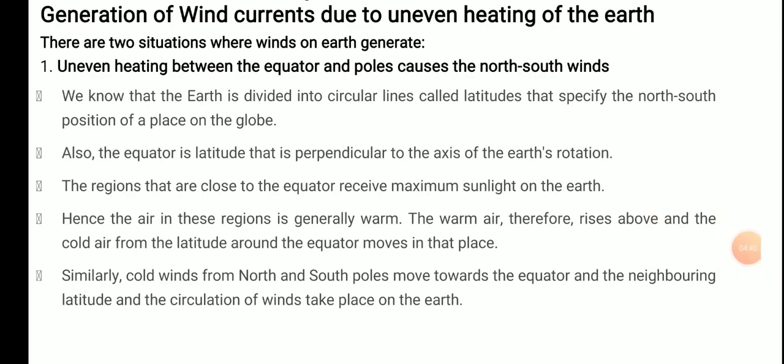Because the polar region is away from the equator, the amount of sunlight that reaches the polar region is very less. That is why it gets less heated and the temperature there is cold and dry.